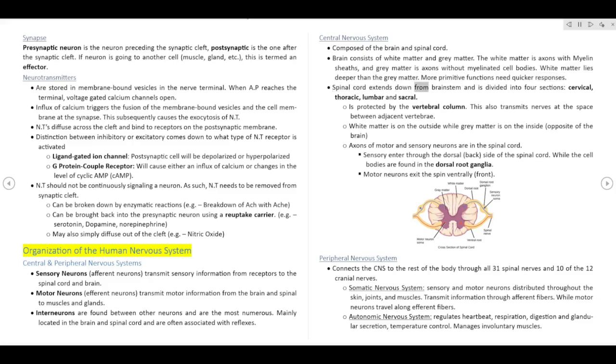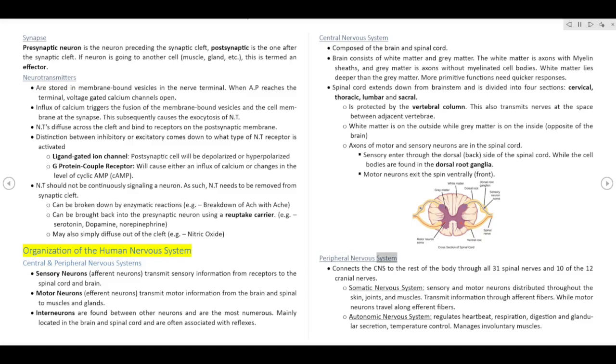The spinal cord extends down from the brainstem and is divided into 4 sections: cervical, thoracic, lumbar, and sacral. It is protected by the vertebral column, which also transmits nerves at the space between adjacent vertebrae. White matter is on the outside while gray matter is on the inside, opposite of the brain. Axons of motor and sensory neurons are in the spinal cord. Sensory neurons enter through the dorsal, back, side of the spinal cord, while the cell bodies are found in the dorsal root ganglia. Motor neurons exit the spine ventrally, at the front.